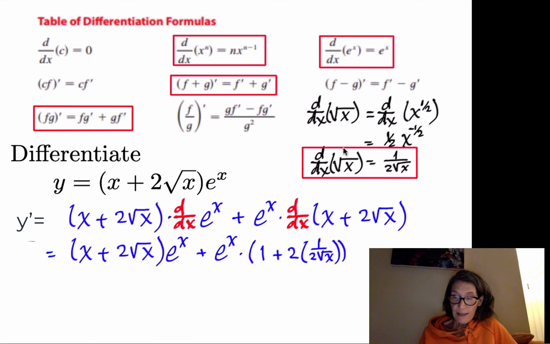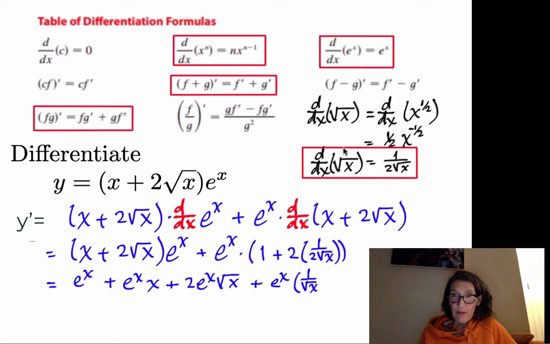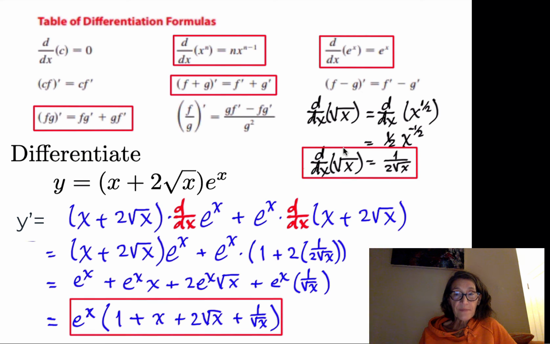So let's simplify this. Every single term is being multiplied by an e to the x. So we've got an e to the x times 1 plus an e to the x times x plus an e to the x times 2 square root of x. And then we've got an e to the x times 1 over the square root of x. And now I can just factor out the e to the x and write this as e to the x times (1 plus x plus 2 square root of x plus 1 over square root of x). And that should be simplified enough.